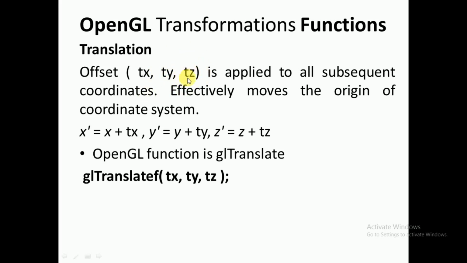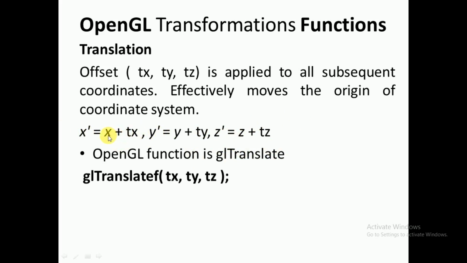We will take this as 0. It is applied to all subsequent coordinates, effectively moving the origin of the coordinate system. For example, originally your point is at x, y, z. In this case we take z as 0 because it is two-dimensional. Then you want the point at x dash and y dash. Then how do you get to x dash and y dash?